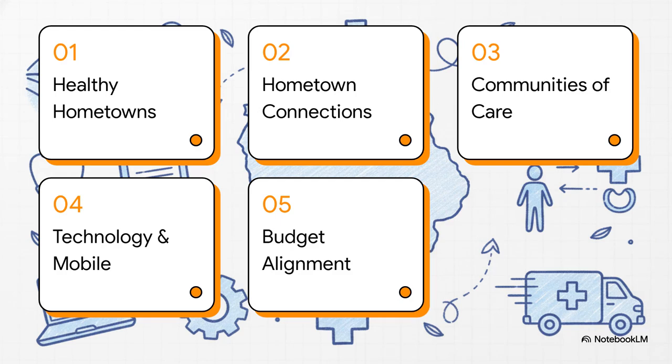Here's our roadmap for this breakdown. We're going to walk through the Healthy Hometowns framework, dig into the Hometown Connections hub and spoke network, check out the physical co-location strategies under communities of care, look at the technology integration, and then, well, we'll follow the money to see how their budget actually aligns with those federal technical scoring factors.